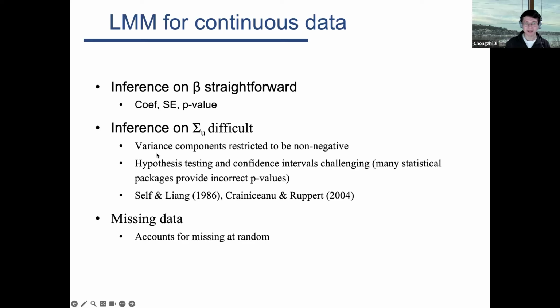The reason is that if you think about the variance of a random intercept, for example, the parameter has to be non-negative. You cannot have a negative variance, right? Because of those restrictions, the standard theory does not work, and hypothesis testing and confidence bands are actually pretty challenging. There are at least a few references, very statistical papers, that tell you how to get the p-values in different cases.